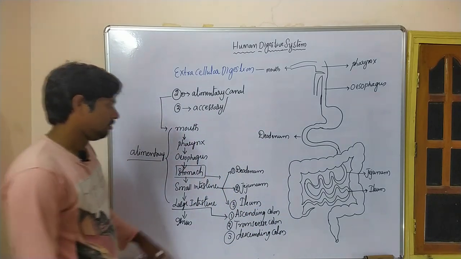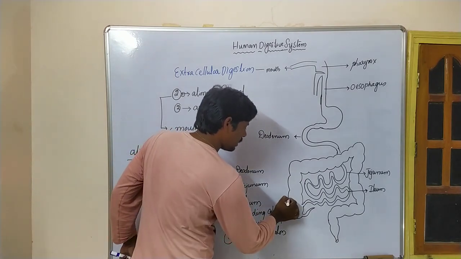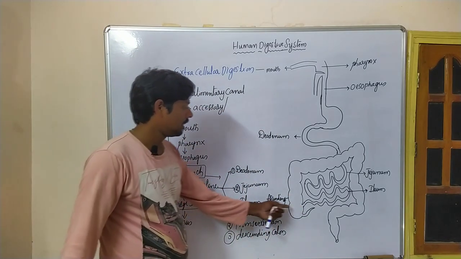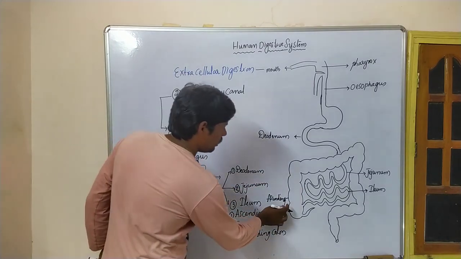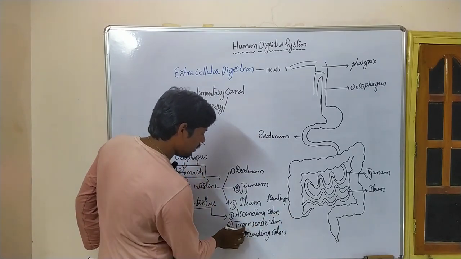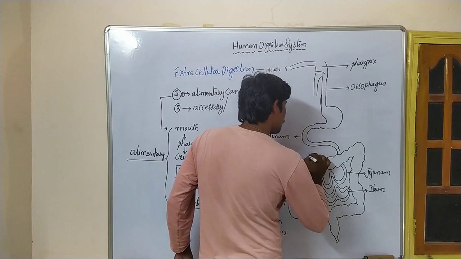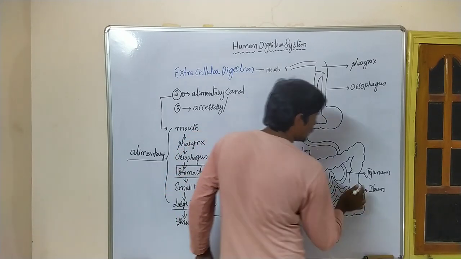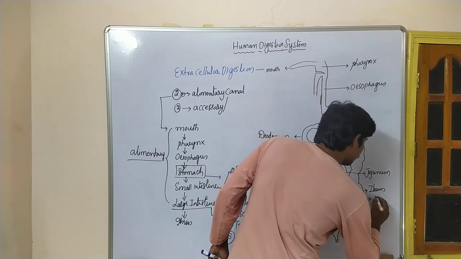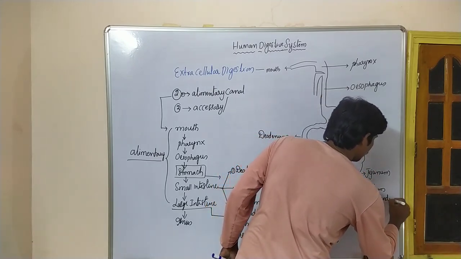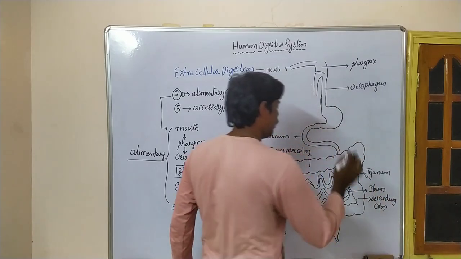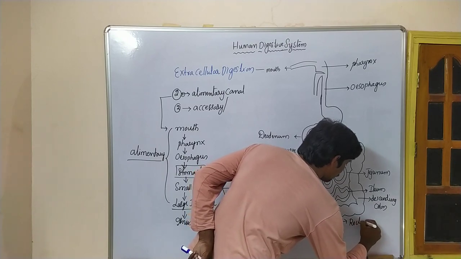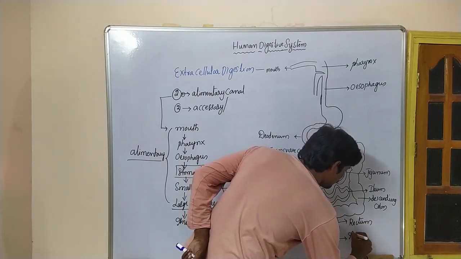We will see the ascending colon, which is present here. This is called ascending. Why we call it ascending, I will clarify in the next few seconds. And this is the transverse colon that is present here. And this one is the descending colon of the large intestine. This descending colon opens into a part called the rectum. Finally, the rectum opens into the anus.